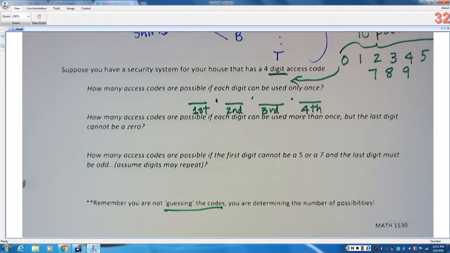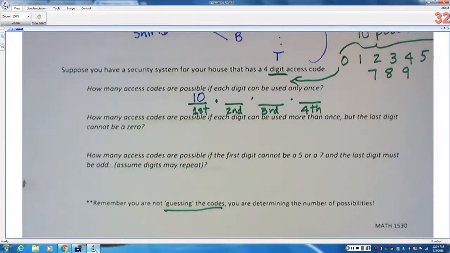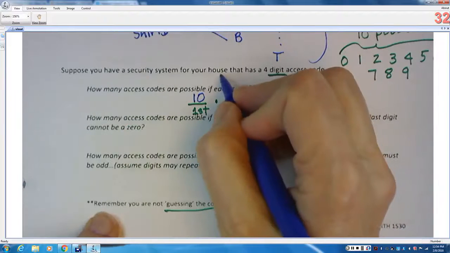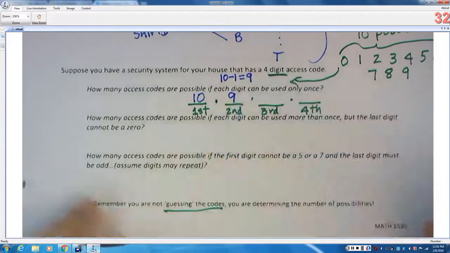So when we first choose the first number, how many possibilities are there? There's 10 possibilities, because there's 0 through 9. Now suppose we pick the number 7. You can't use that number again. So we take 10 minus 1, which is 9. We only have 9 possibilities.